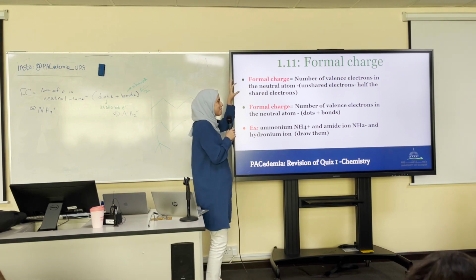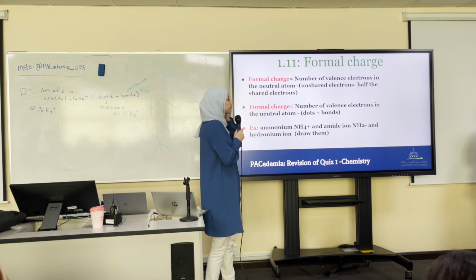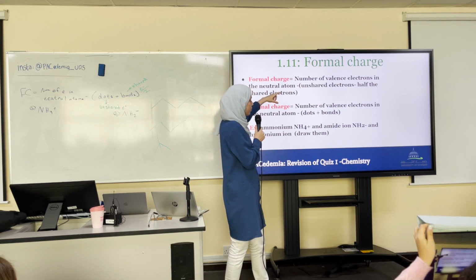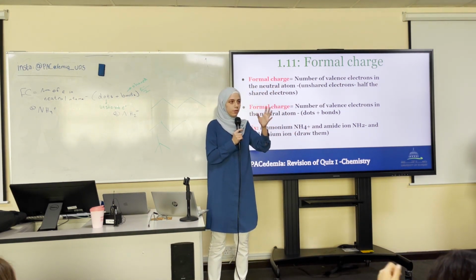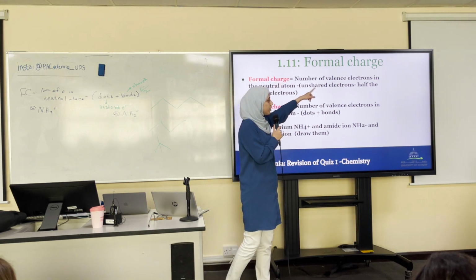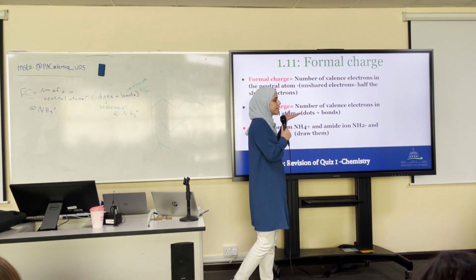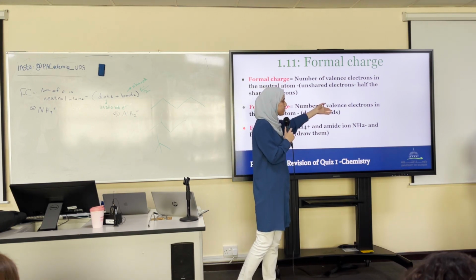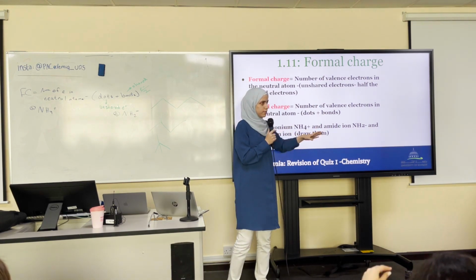Memorize this formula like your name, because I think you will get a question about it. It is the number of valence electrons in the neutral atom, the number of valence electrons from the periodic table, minus unshared electrons, minus half of the shared electrons. Or you can say minus the dots, which are the unshared electrons, plus the bonds, which is half of the shared electrons. Okay, now we'll take examples.